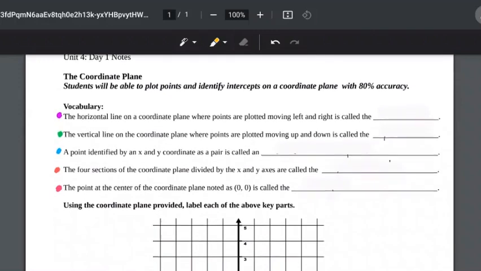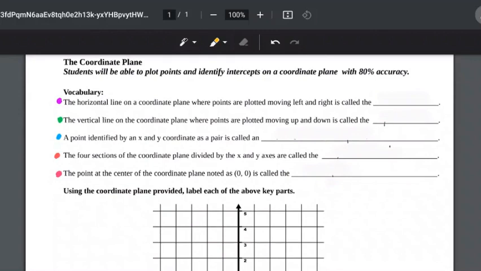So to start off this unit, we want to make sure we have a good idea about some of our vocab terms. The first term we're going to take a look at, its definition is the horizontal line on a coordinate plane where points are plotted moving left and right. So that term is our x-axis, going from left to right. Our next term, the definition is the vertical line on the coordinate plane where points are plotted moving up and down. And that one would be the y-axis. So x-axis goes left and right, y-axis goes up and down.